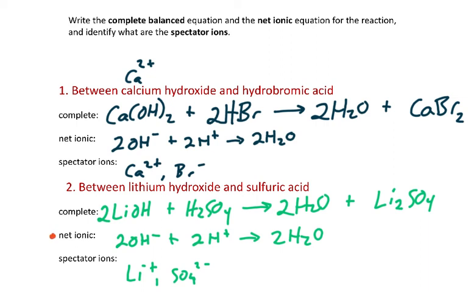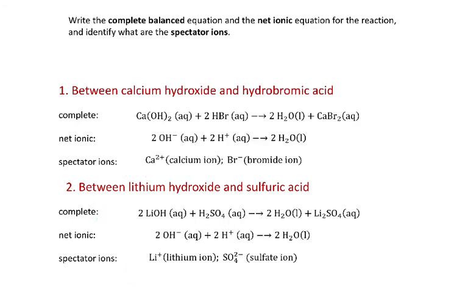Cool. All right, now notice the net ionic for these two are identical. Even though one of them had a monoprotic and one had a polyprotic, and then the bases had different numbers of hydroxides. In the end, it was the same net ionic. And just to clean things up for us, I wrote it all out here, and so we can see how that works out.